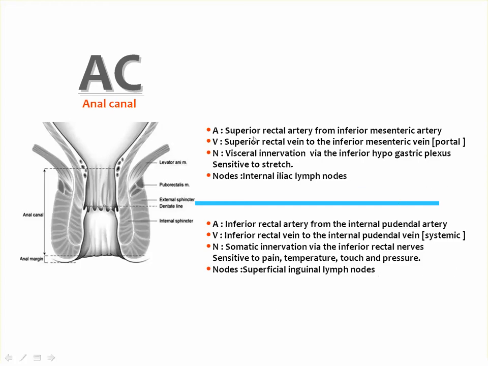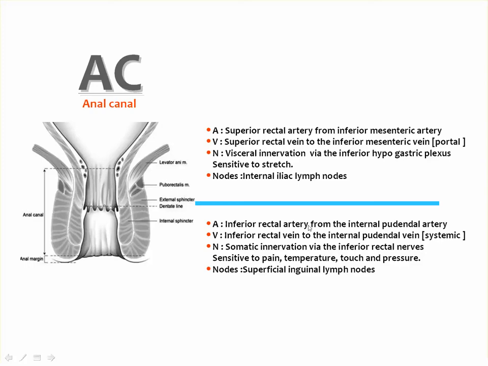The arterial supply for the upper part is from the superior rectal artery, which is a branch from the inferior mesenteric artery. And the venous drainage goes to the superior rectal vein, which goes to the inferior mesenteric vein, and this is portal circulation. The nerve supply is from the visceral innervation of the inferior hypogastric plexus, which is sensitive to stretch. And nodal drainage is to the internal iliac lymph nodes.